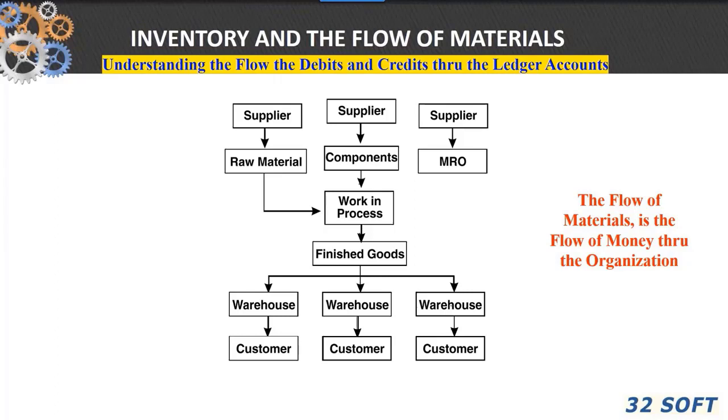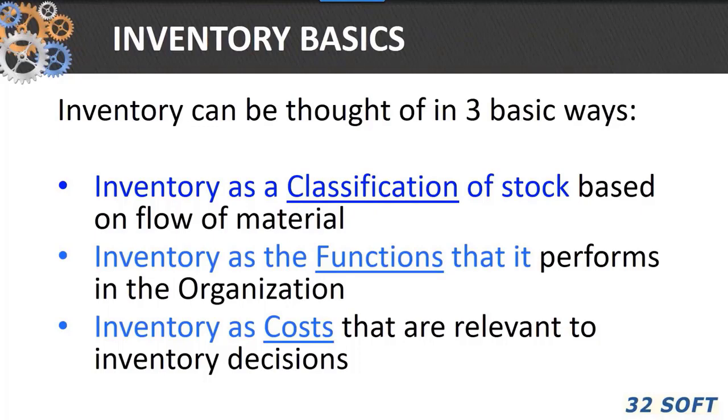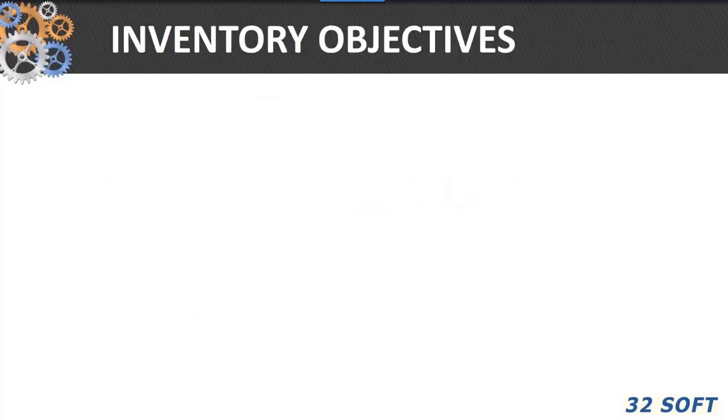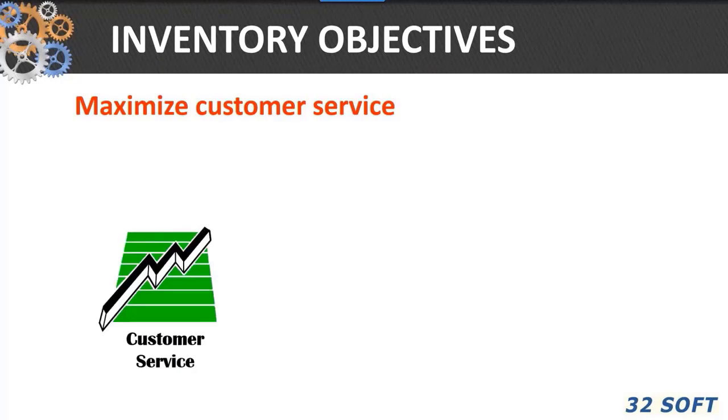We can think of inventory in three basic ways: through the classification of stock, as we talked about with raw materials, finished goods, etc.; the functions that inventory performs; and obviously cost. The objectives of inventory are basically three. First of all, to maximize customer service. The marketing and sales people would prefer that we just have a lot of stuff around so that if a customer orders, they can have it immediately.